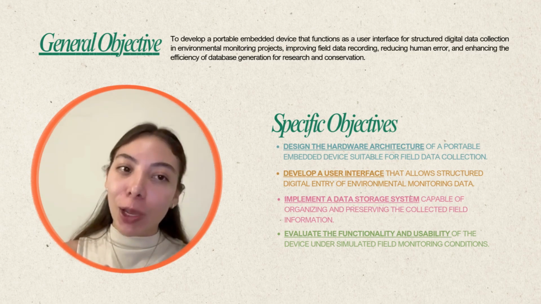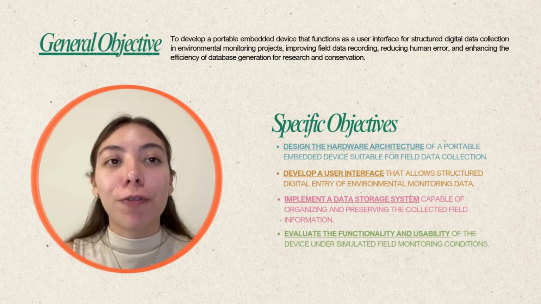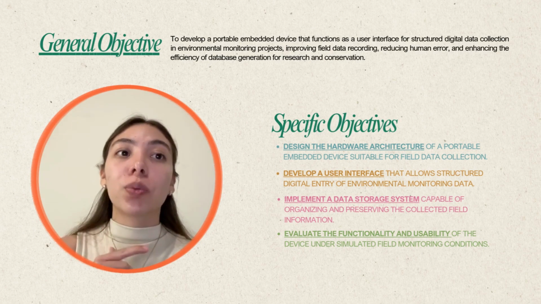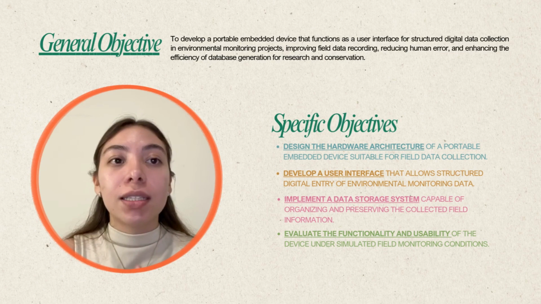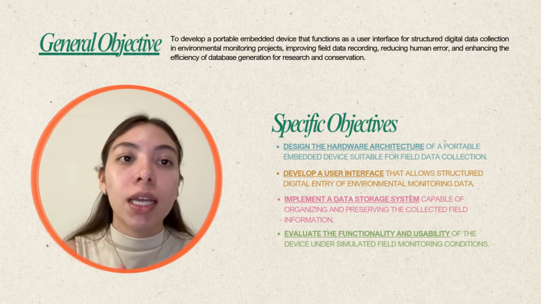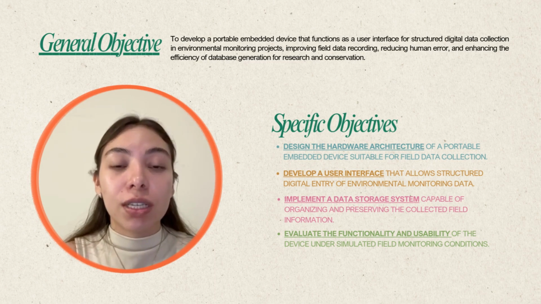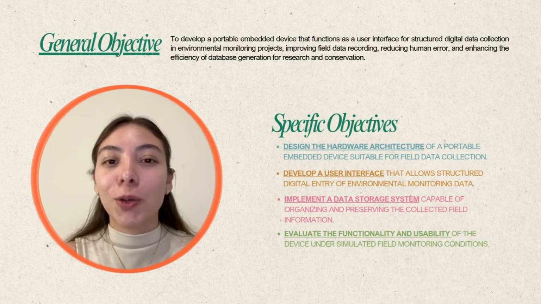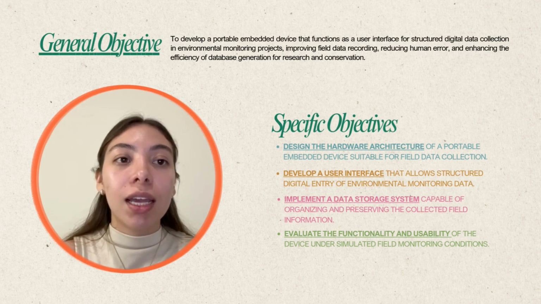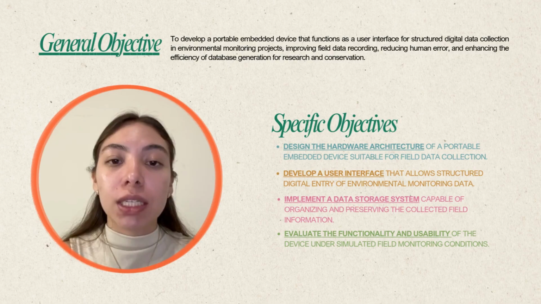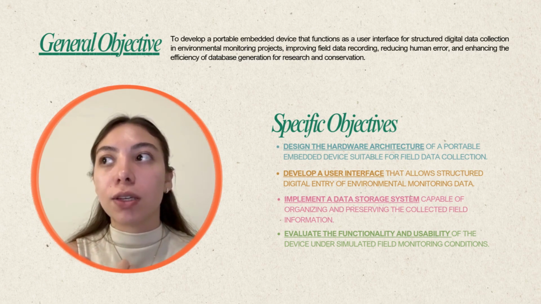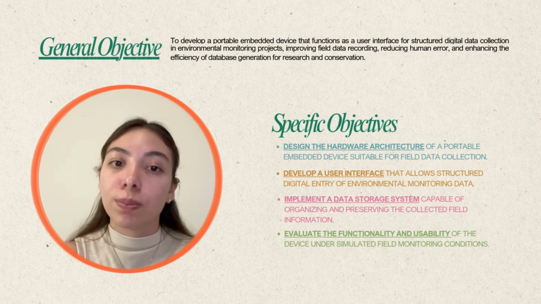For this general objective, we have four specific objectives. The first is to design the hardware architecture. Then develop a user interface, which would be the program in which you capture the data. Implement a data storage system in which you store the data that you capture. And evaluate the functionality and usability of the device, which will be done by testing it in the environmental conditions where we will use it.